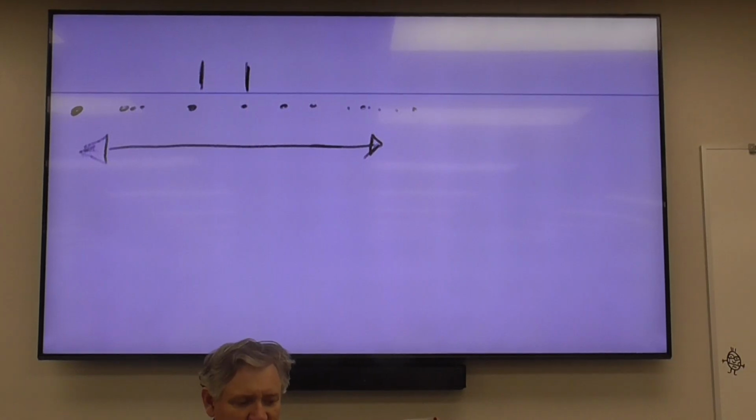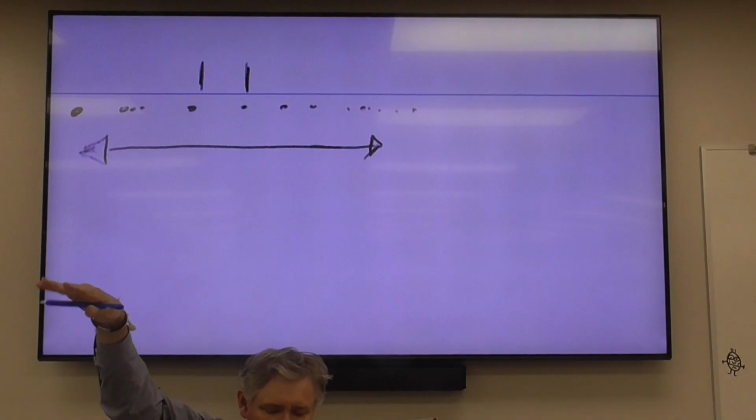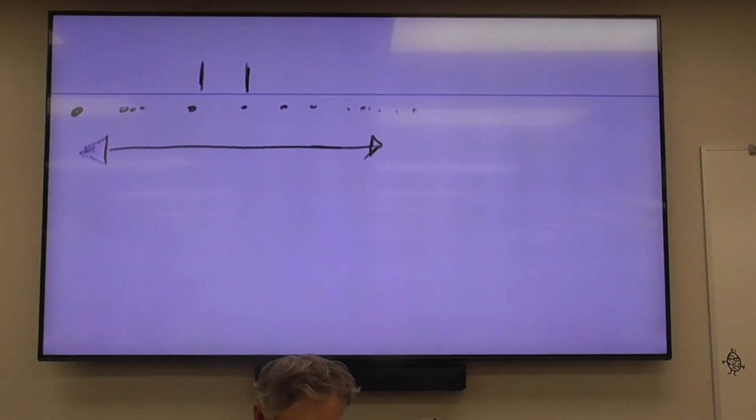Let's start with a page that has that transverse wave on it and the dots across the top of the page. So let's start with this idea. What type of wave is depicted? A transverse wave or a longitudinal wave? Longitudinal. It's longitudinal. Why is it a longitudinal wave?